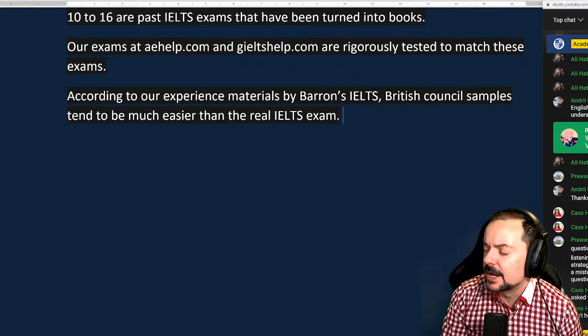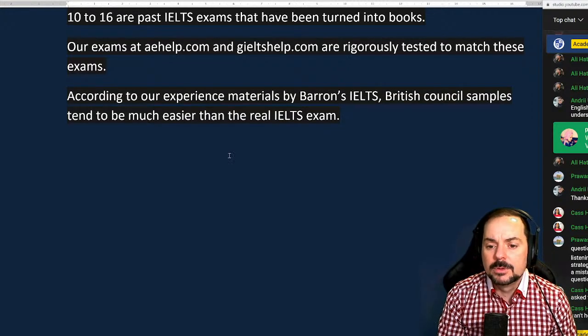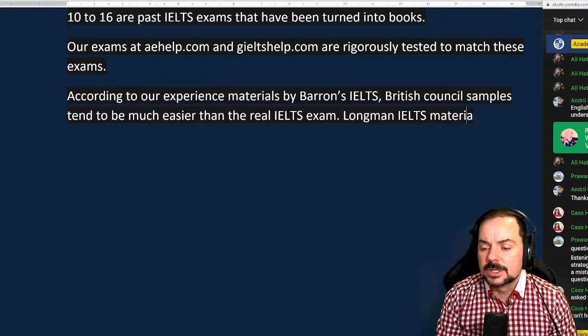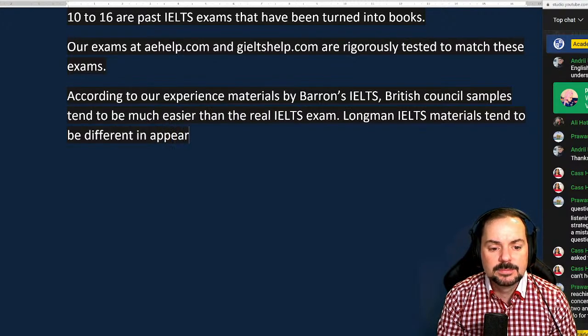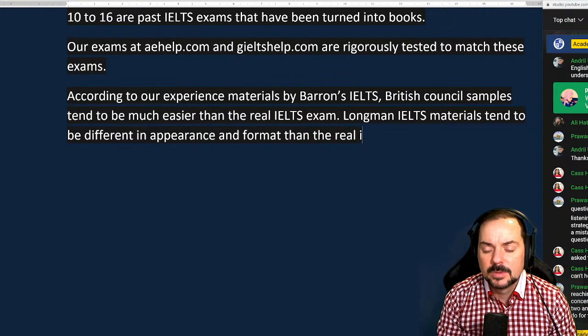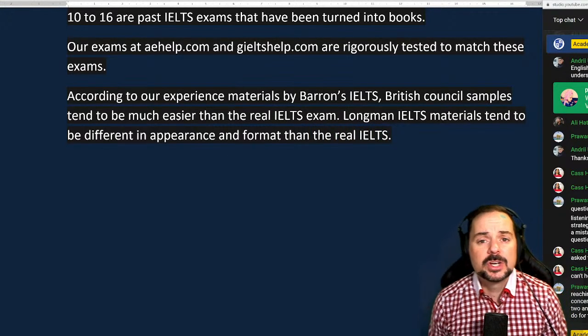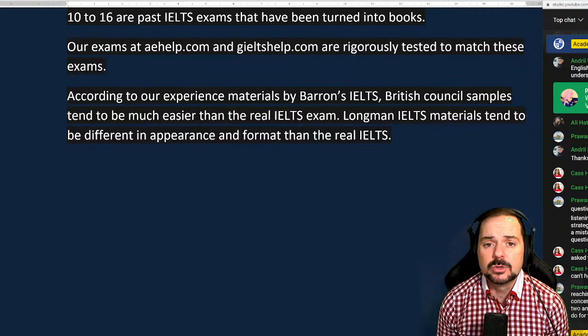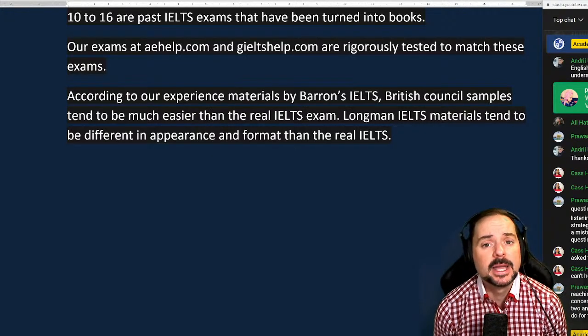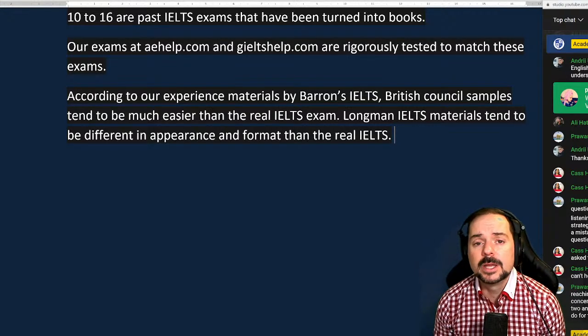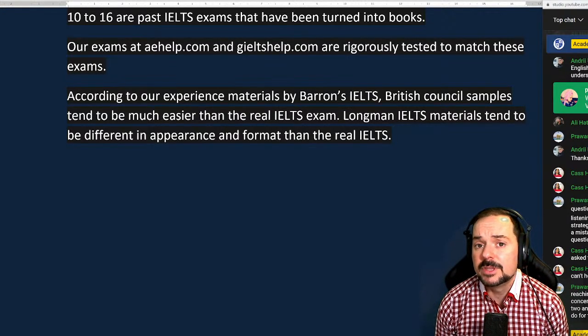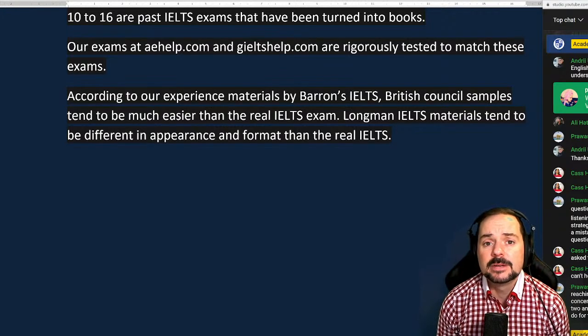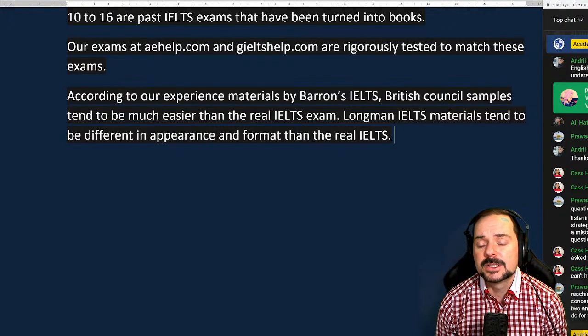Another big producer of IELTS is Longman. Longman IELTS materials tend to be different in appearance and format than the real IELTS. So the question here is, are they useful materials? I think they still have utility. They can still help you learn English and get some ideas and vocabulary for the IELTS. But if you're using some of these materials, then you certainly might be in for a surprise when it comes to the real IELTS exam.